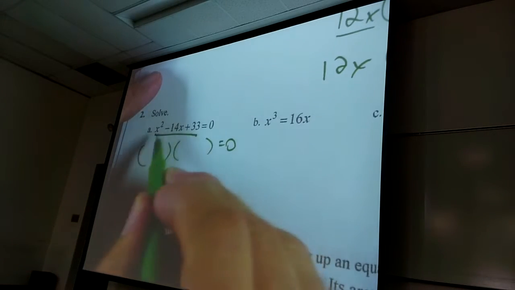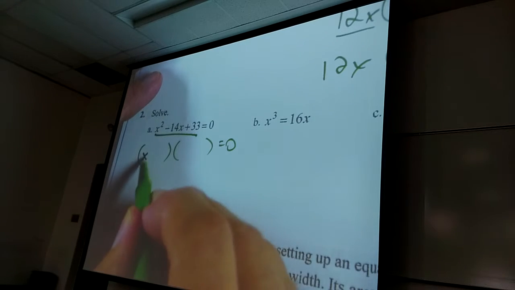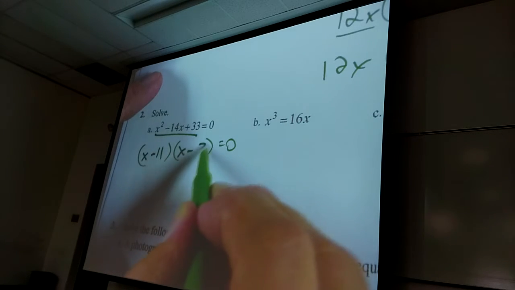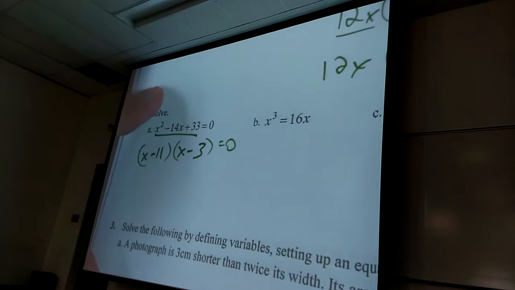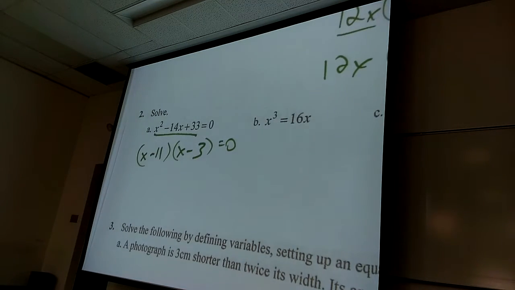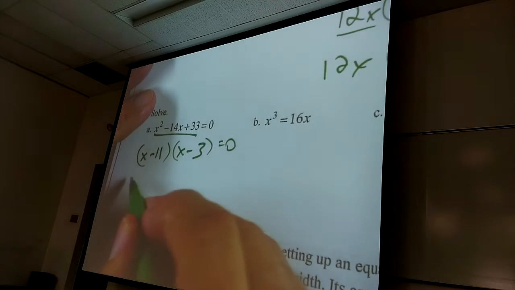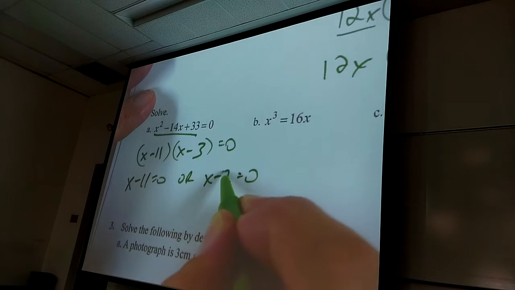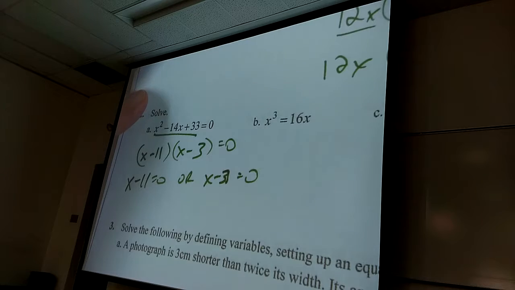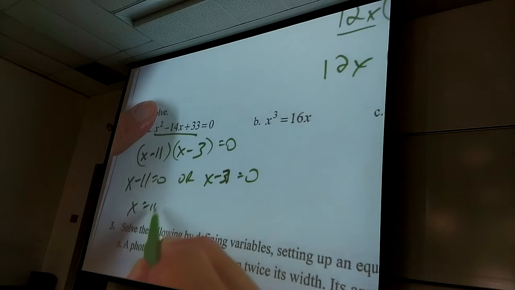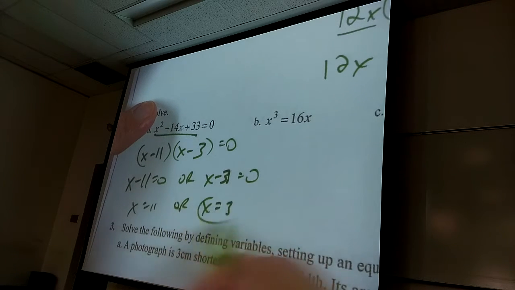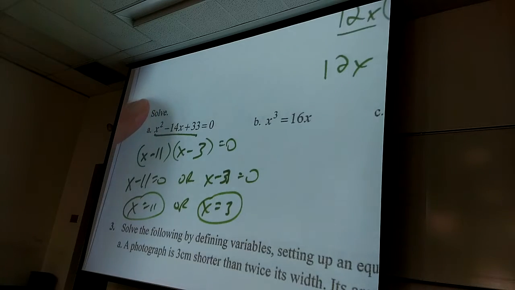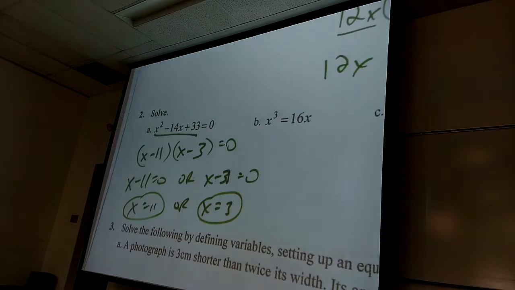How do you factor this? Negative 11, negative 3. Those are the two numbers that multiply to 33 and add to be negative 14. So x minus 11 equals 0, or x minus 3 equals 0. x is 11, or x is 3.